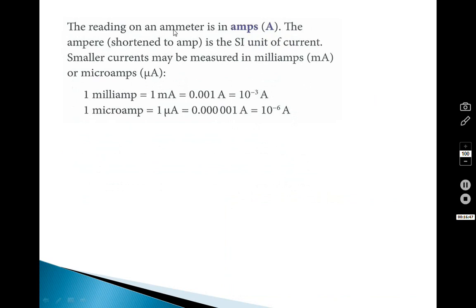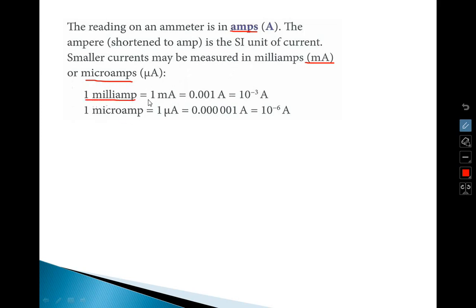The reading of an ammeter is in what? Ampere. Sometimes small currents may be measured in milliampere. And for even smaller ones, it is measured in microampere. So we have amperes, milliampere, and microampere. It depends on the value of the current.